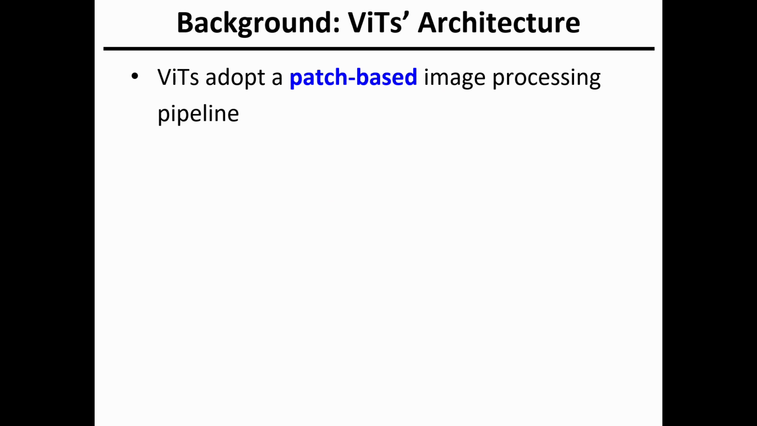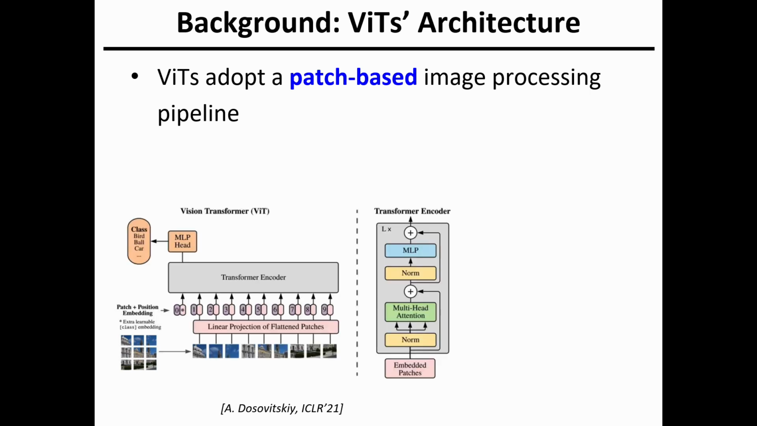Specifically, unlike convolutional neural networks, vision transformers adopt a patch-based image processing pipeline. Given an image, it first splits into a series of patches, and then they use these patches as tokens and feed them into sequentially connected transformer blocks.